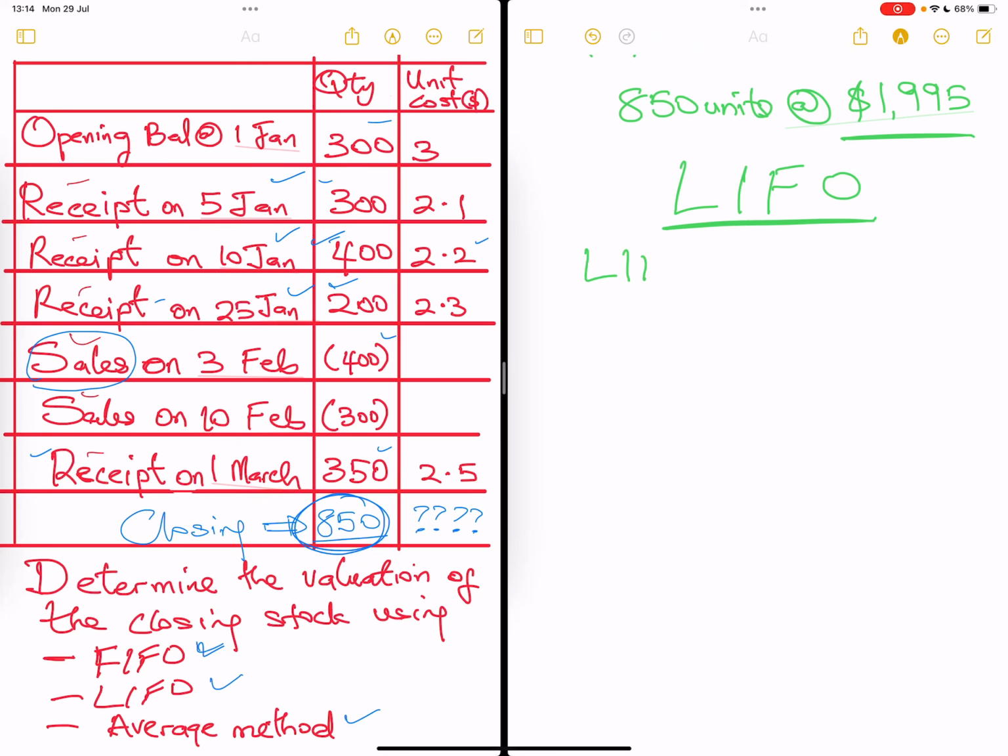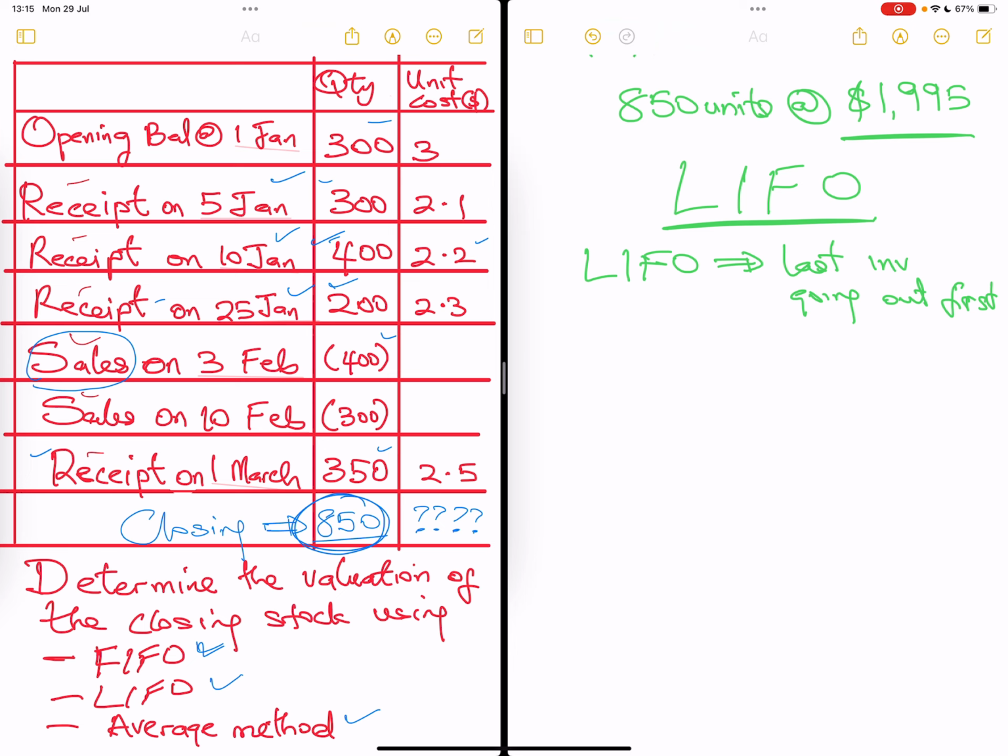Remember what I said about LIFO? It's about the last inventory going out first. So the last born is going out first, the last child is going out first. The youngest, the newest is going out first. That's about the last thing first out.